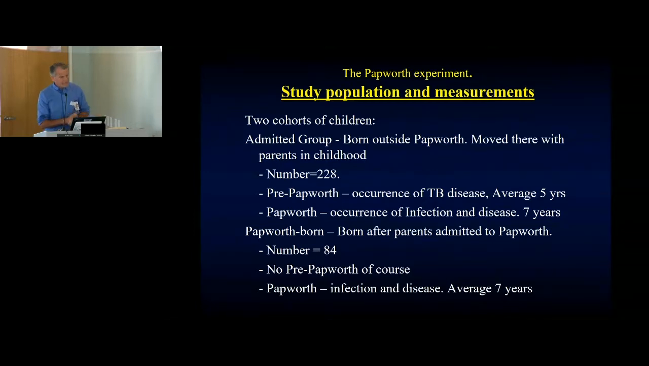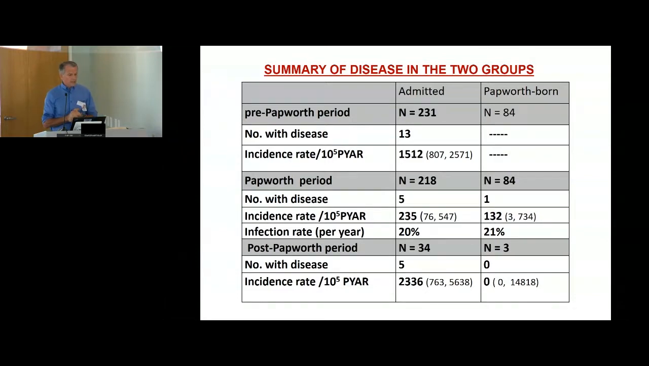So this is really fascinating because you have the admitted group, so 231 kids moved in. Before they moved in, so they were all little kids, 13 had a disease, 1,500 was the rate of disease. Obviously, the Papworth born doesn't have a pre-Papworth period. Then they're in Papworth, and you see the rate of disease is already much lower, but lower in the group who are, in fact, younger, therefore actually more susceptible, because inevitably they're 0 to 7 in that age range, and the others are mostly 5 and above. So they're actually at lower risk, still have higher rates of disease, but look at the rate of infection.